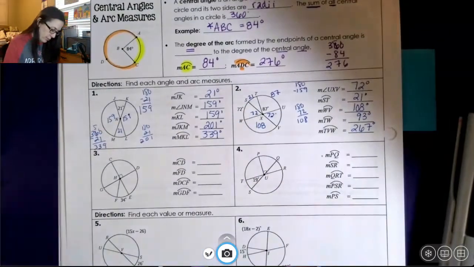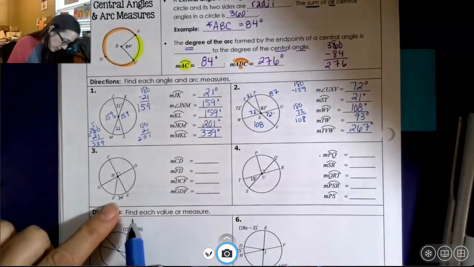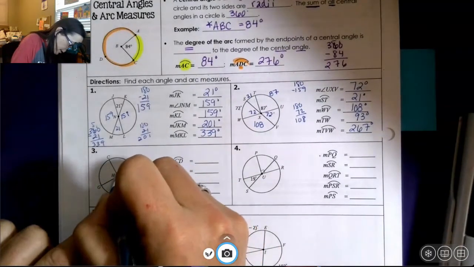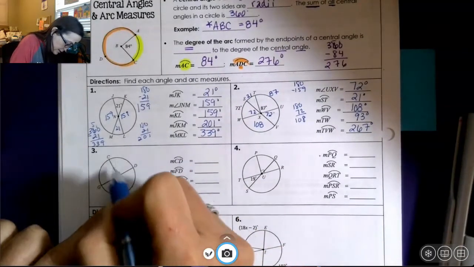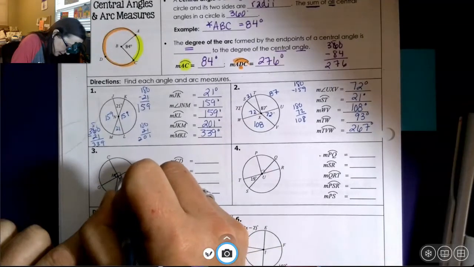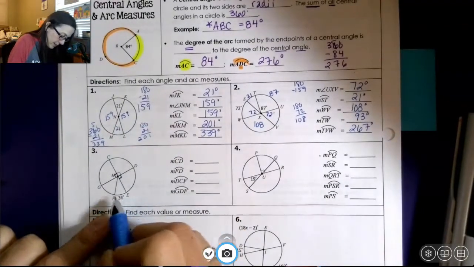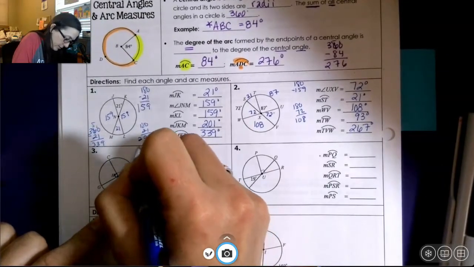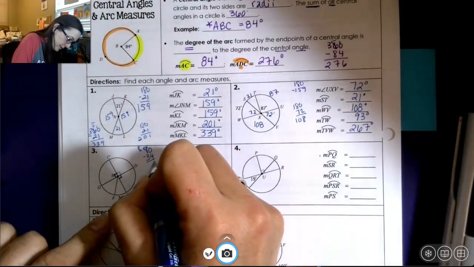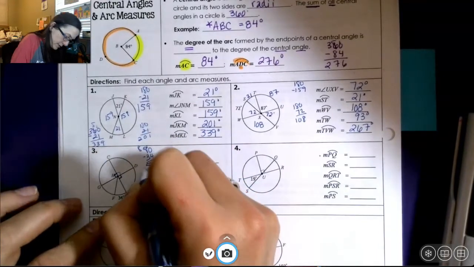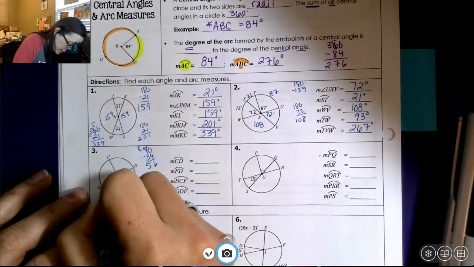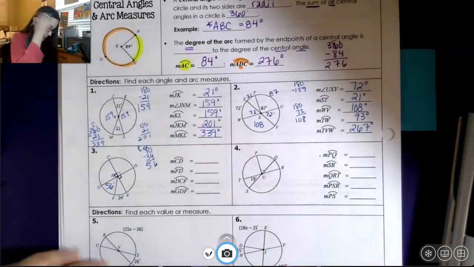I'm going to talk through what I figure out. Well, this is 34. This is 90 here, this is a diameter. Well, these two then have to add up to 90. So 90 minus 34, I get 56. So I get 56 for this right here, and I should be able to answer everything.